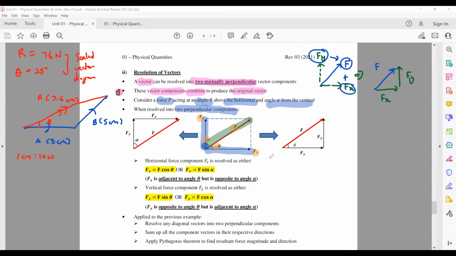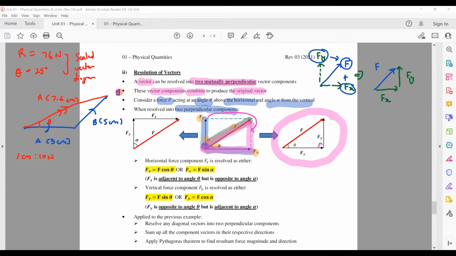So one of the key things about resolution of vectors is that you need to know how to find the expression for the components. So we first start off with this triangle, okay, which gives us this. How do you get this triangle is mainly by shifting Fy to this side so that it now forms a right angle triangle.